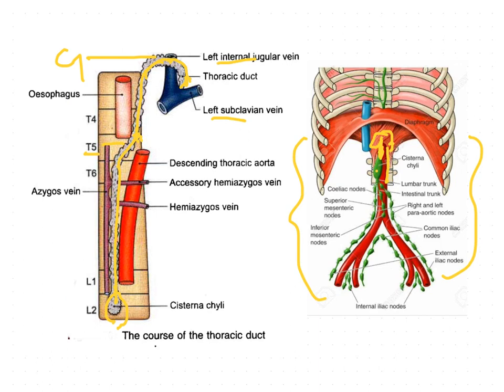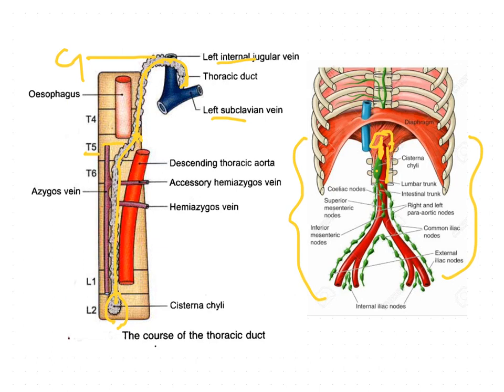Now coming to the relations of this thoracic duct, the relations at the aortic opening of the diaphragm. Anteriorly, so it may be at this level, aortic opening. Anteriorly it is related to the diaphragm, posteriorly to the vertebral column. To the right side it is related to the azygos vein. So this one is the azygos vein. At the right side it is related to the azygos vein, and to the left side it is related to the aorta. Okay, so these are the relations at the aortic opening.